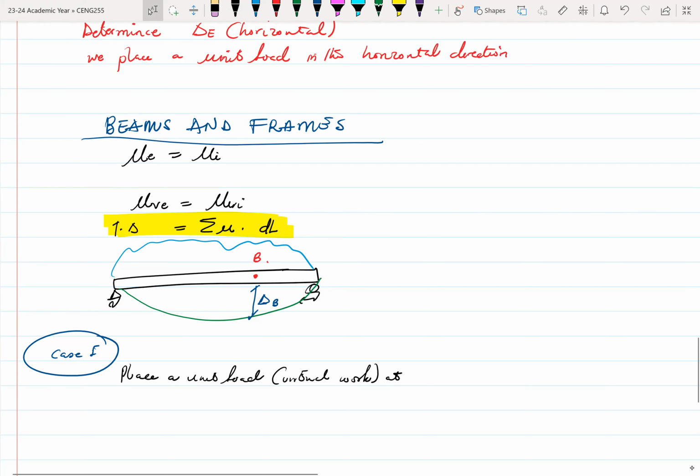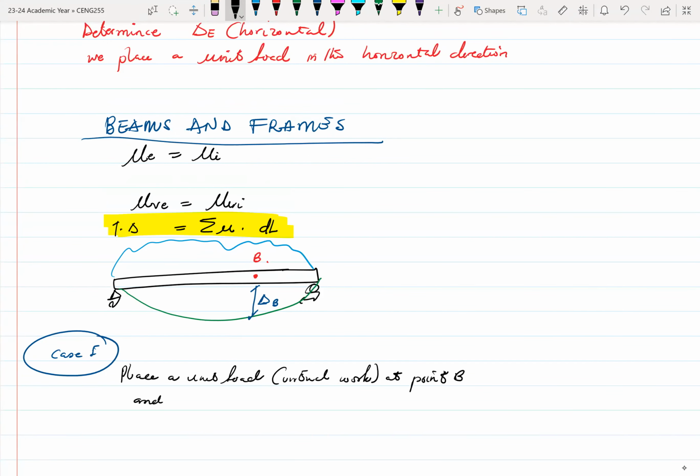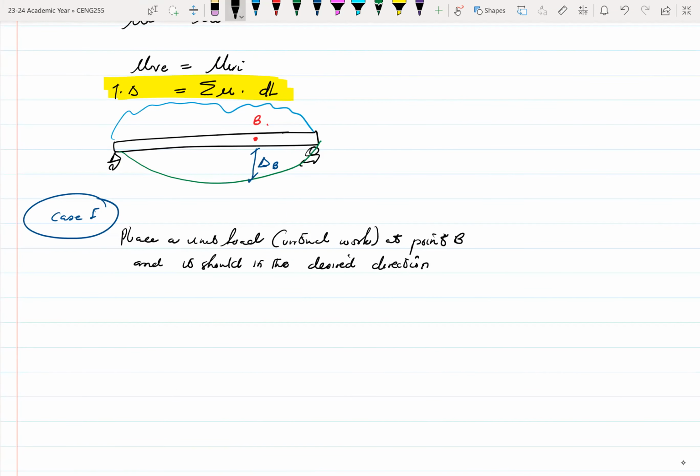So at, let's say, point B, and it should be in the desired direction. All right, so this is always important. The direction you want to find that displacement in, the load should be in that direction. Okay, so I'll just redraw the beam.